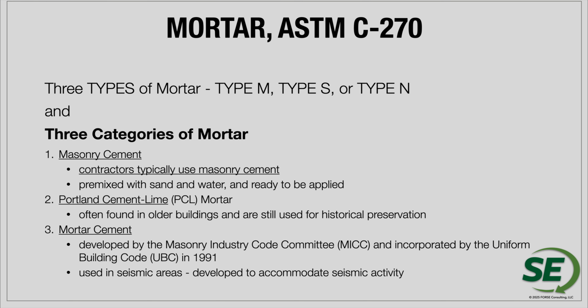It's going to be pre-mixed with sand and water and ready to be applied on projects. If you have a historical preservation project, maybe you want to consider a Portland cement lime mortar. That's what's found in older buildings and could be a little bit better of a match. Or maybe you're in a higher seismic area. In more recent history, mortar cement was developed for having a higher tensile capacity. So mortar cement would be a little bit better to use in a higher seismic area for design. But like I said, the most common is going to be the masonry cement.